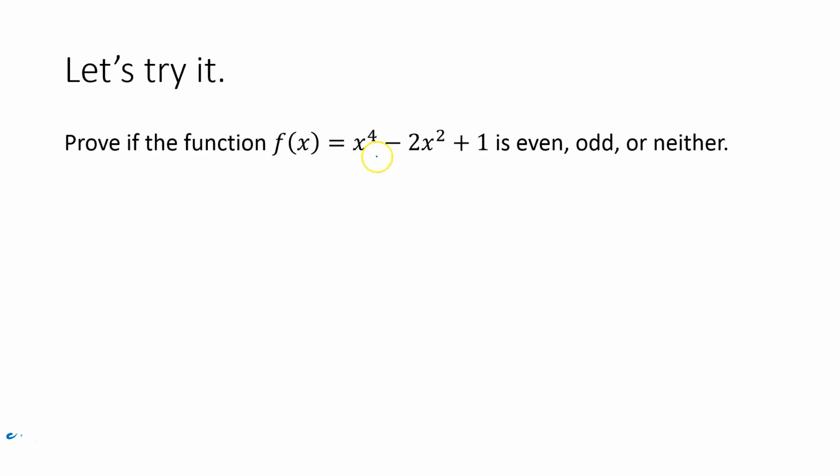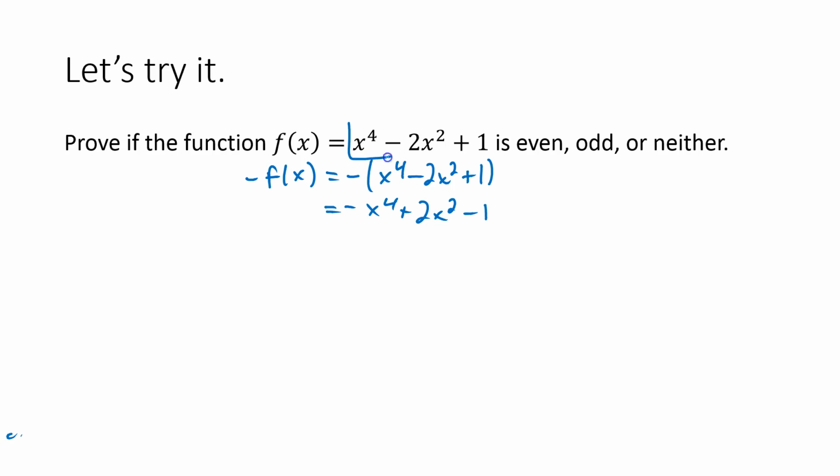So in this case, we have a function x to the fourth minus 2x squared plus 1. We're trying to show if it's even, odd, or neither. So the first thing I want to encourage you to do is just immediately write out the opposite of the function, because that's going to be one of the things we're trying to get. So negative f of x just is gotten by putting a negative in front of the whole function. So we have negative (x to the fourth minus 2x squared plus 1). Then we can distribute that negative, so that is negative x to the fourth plus 2x squared minus 1.